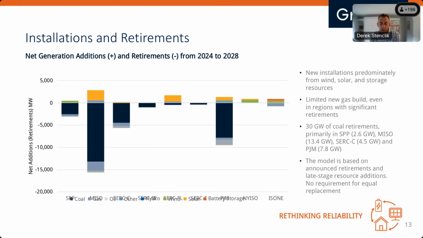So again, when we think about the framing of the study, we're assuming load growth continues as the ISOs and the utilities are expecting. We're assuming retirements continue as announced. But then we're taking a conservative view on the resources to try to quantify, well, what are the gaps? Thank you, Sam.